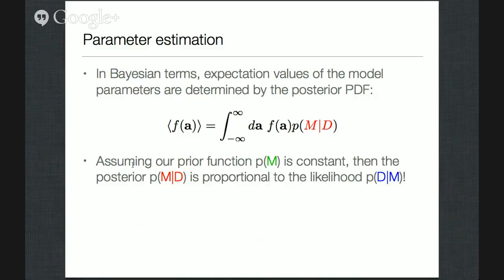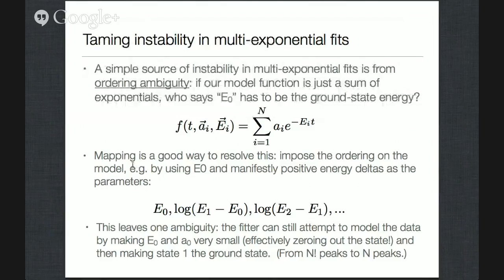All right, so those are the basics. Now I want to come back to the problem that we've been discussing, which is multi-exponential fits. We're just trying to model the data, some correlation function, for example, C of t, and we want to model it with a function of this form where we have a sum of several exponentials, which decay with some energy E in the exponential and some amplitude A out in front. And so there's an immediate and simple source of instability that you have to worry about in fitting something of this form, which is just an ordering ambiguity.